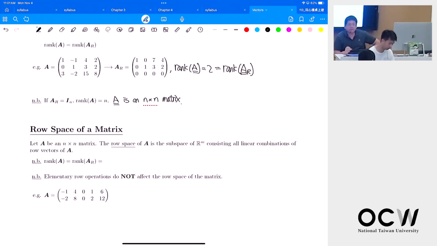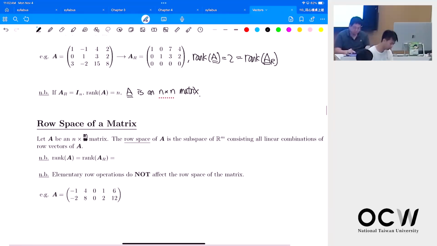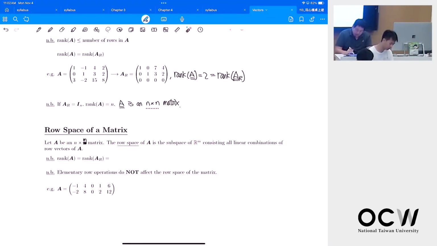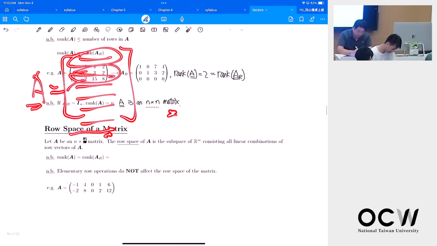Next, if you really take linear algebra, they will talk about the row space and also column space. Here, you just need to know the definition of row space and column space, that's enough. I have A, n by m. Then the row space of the matrix A is the subspace of Rm. It consists of linear combinations of all the row vectors. This is the matrix A, and the row space will be linear combinations of those row vectors. Okay.